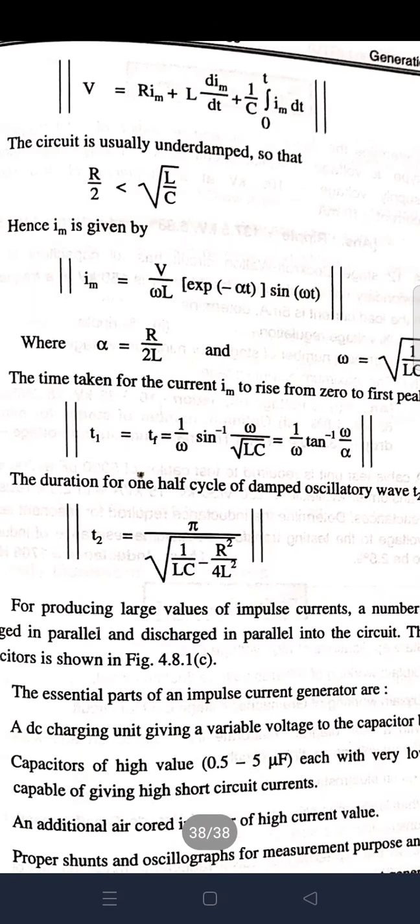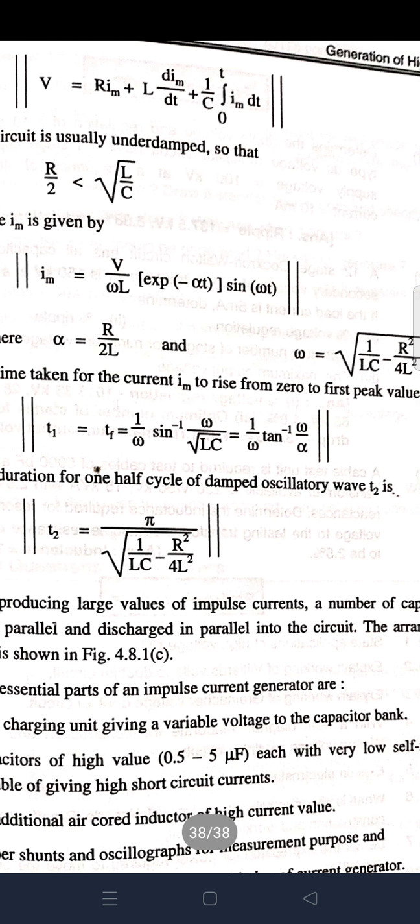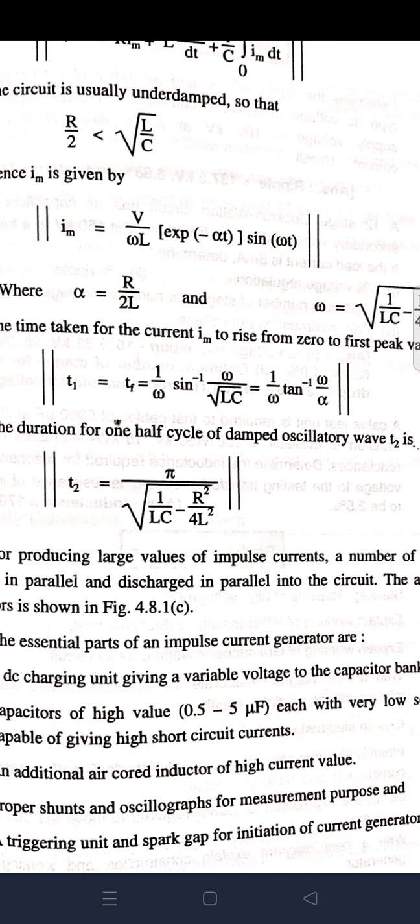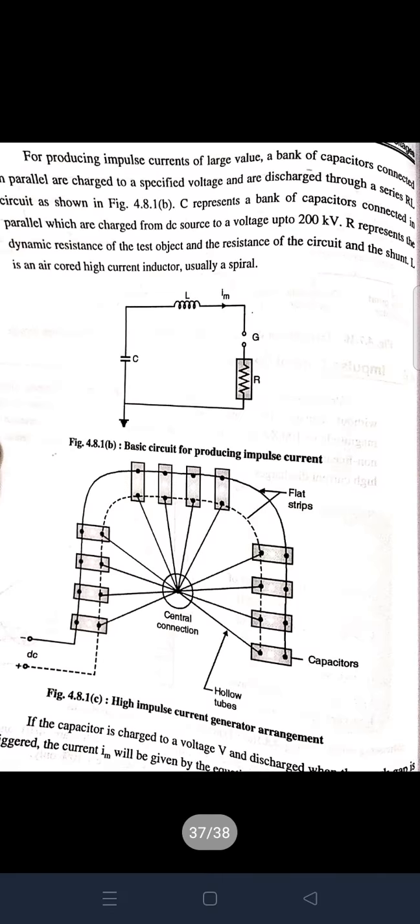The time taken for the current Im to rise from 0 to first peak, the time to front, will be Tf equals 1 upon omega times sin inverse of omega divided by the square root of LC, and for the half cycle of the damped oscillatory wave, T2 will be pi by omega. For producing large values of the impulse current, a number of capacitors are charged in parallel and discharged in parallel into the circuit. The arrangement of capacitors is shown here.